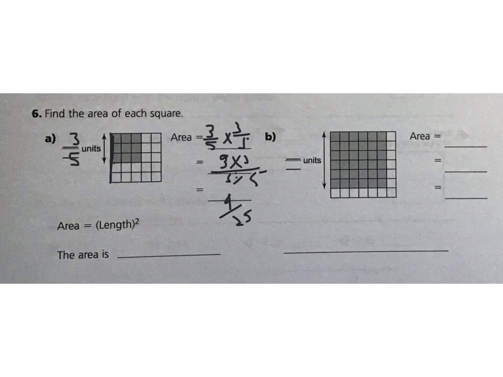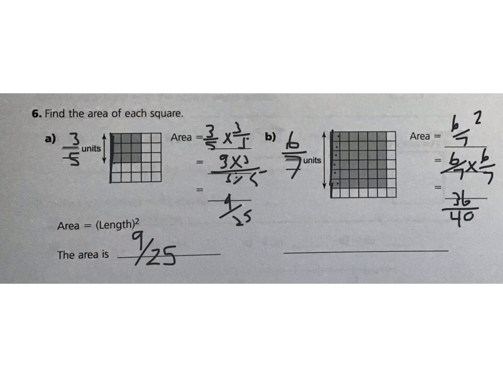Okay, so the area here is 9/25. So now that you know how to do that one, maybe try the next one. So we're looking at how many are shaded out of a total how many. So 1, 2, 3, 4, 5, 6 for the side length. So 6 out of 7 are shaded. So the area would be 6/7 squared, right? 6/7 times 6/7, length times width. So 6 times 6 is 36. 7 times 7 is 49.